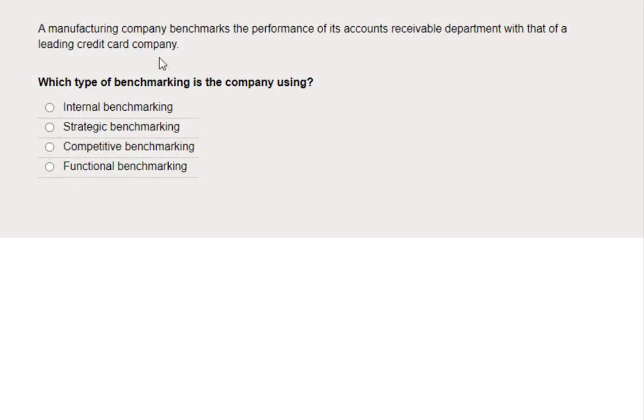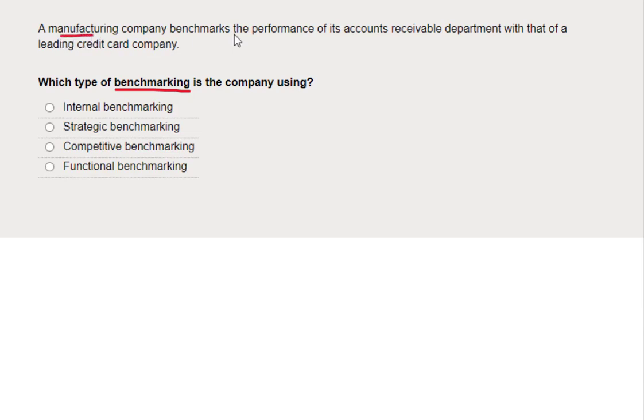Let's start by reading through the requirement first of all, and this question is about benchmarking. What type of benchmarking is a company using? So to compare their performance against someone else to try to drive up standards. So then I go into the scenario.